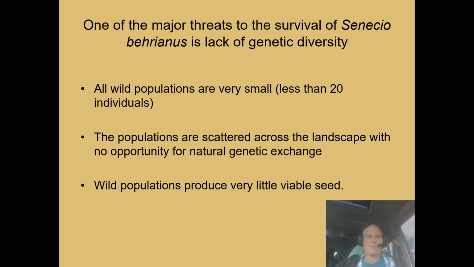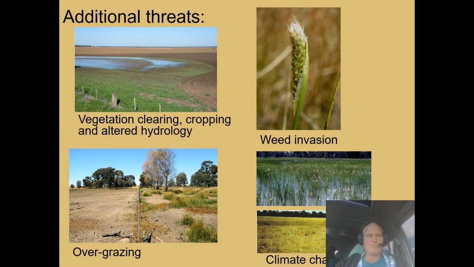So one of the major threats to the survival of the Senecio borealis is the lack of genetic diversity. All the wild populations are very small, down to less than 20 individuals. The populations are scattered across a large landscape with no opportunity for natural genetic exchange between the populations. And the wild populations produce very little viable seed. They're also subject to additional threats, including vegetation clearing, cropping, and altered hydrology.